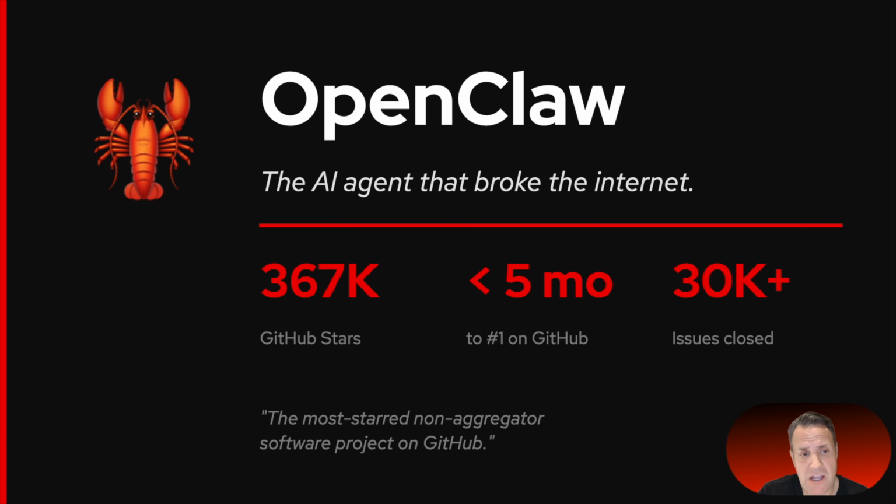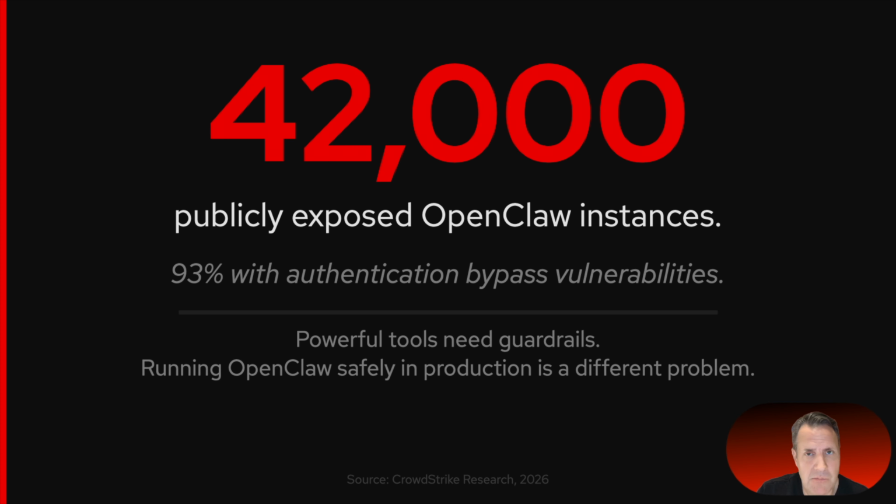OpenClaw is essentially the AI agent that everyone's talking about. But here's the thing that's starting to get a lot more publicity for the wrong reasons, and that's security. For instance, CrowdStrike found 42,000 publicly exposed OpenClaw instances. 93% of those instances had an authentication bypass vulnerability.